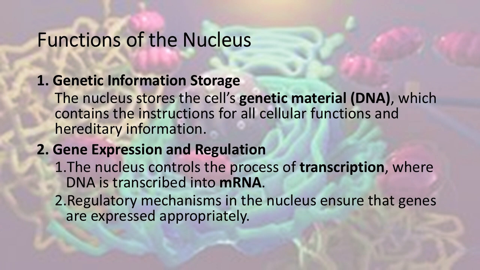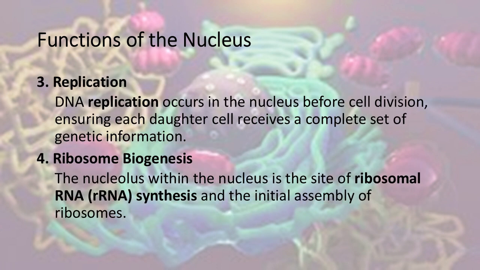Functions of the nucleus. Genetic information storage. The nucleus stores the cell's genetic material, DNA, which contains the instructions for all cellular functions and hereditary information. Gene expression and regulation. The nucleus controls the process of transcription, where DNA is transcribed into mRNA. Regulatory mechanisms in the nucleus ensure that genes are expressed appropriately.